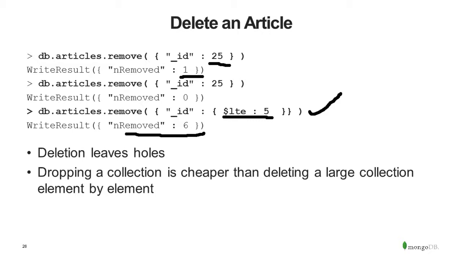So often it's worthwhile when you're playing around with the data to do a find first. Once the find gives you the results you want, then run the remove. It's key to understand that deletion can often leave holes in the database, so it may often be cheaper to drop a collection rather than deleting a large collection element by element. So if you've got 1 million records and you're deleting 900,000 of them, I would copy 100 elements to a new database collection and drop the original collection.